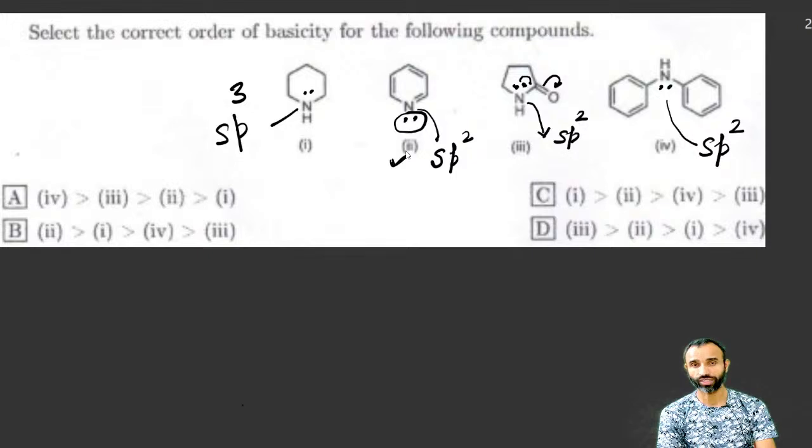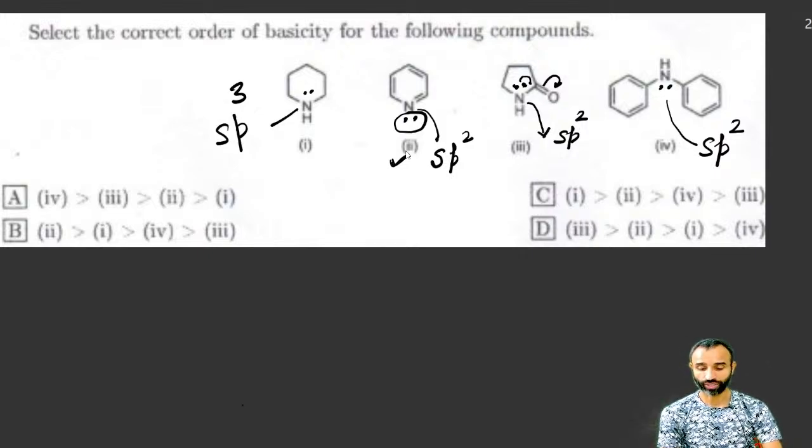Lone pair is more available for donation. So it should be first greater than second. Now come to third and fourth.